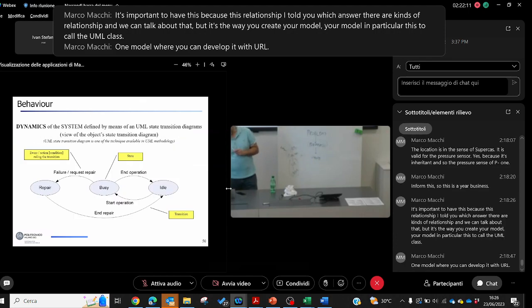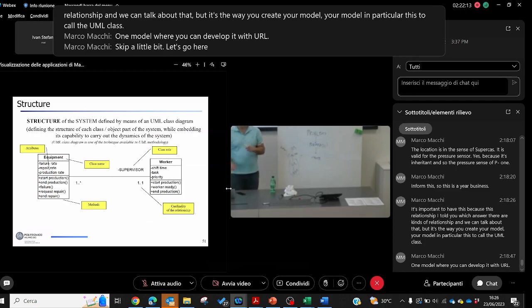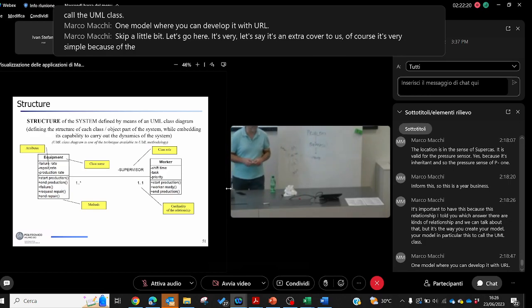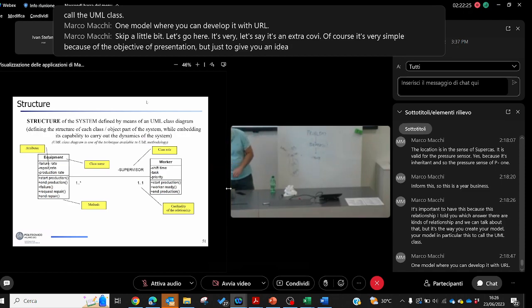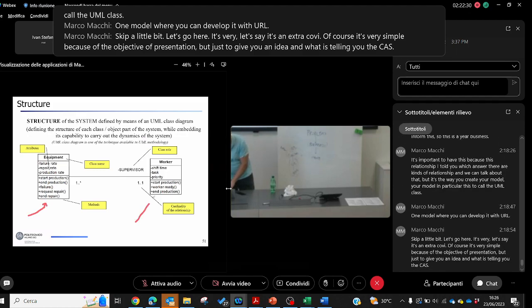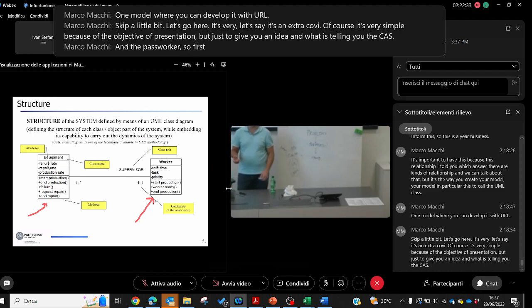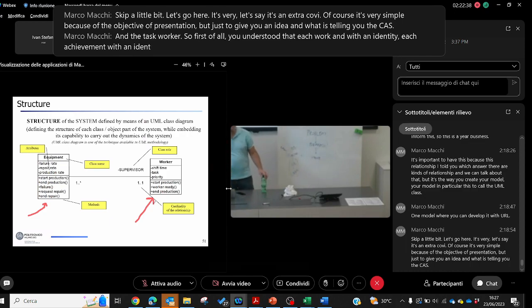Let's skip a little bit and go here. It's an extract of a class diagram. Of course, it's very simple because of the objective of my presentation, but just to give you an idea. What is it telling you? The class equipment and the class worker. First of all, you understood that each worker with an identity, each equipment with an identity, will have this attributes list with a given value. Okay? Here.